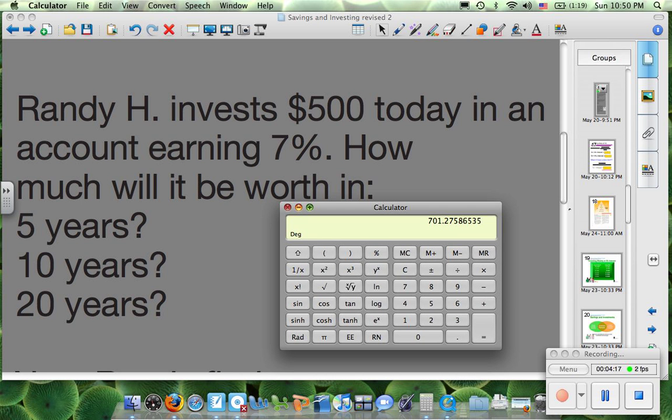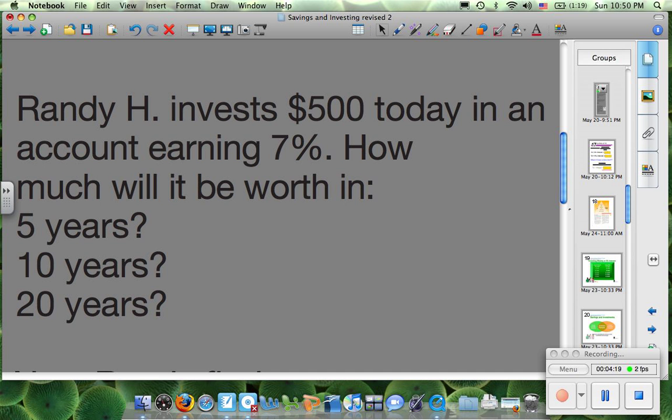So go ahead and do 10 and 20 years there on your own, together with a partner, or 3 or 4, whatever it takes. And let's see how you do.